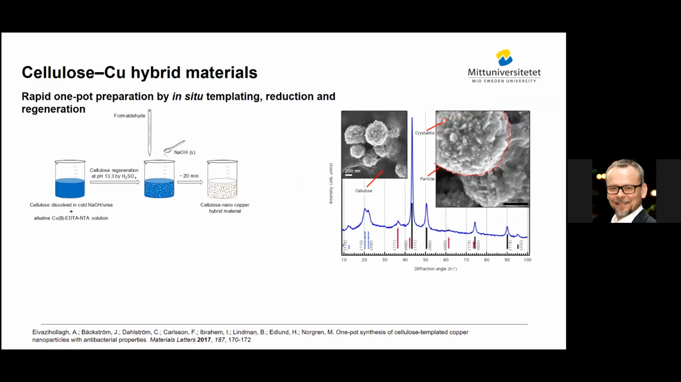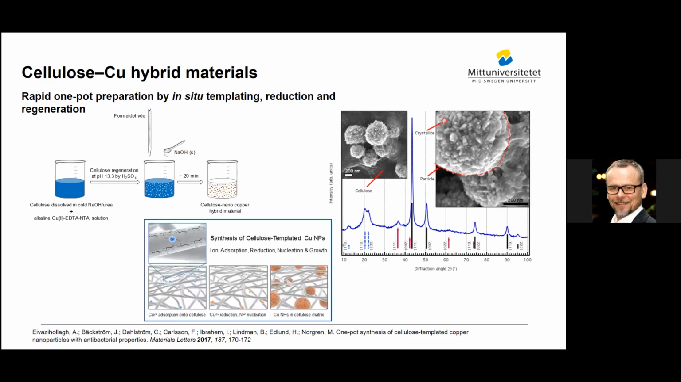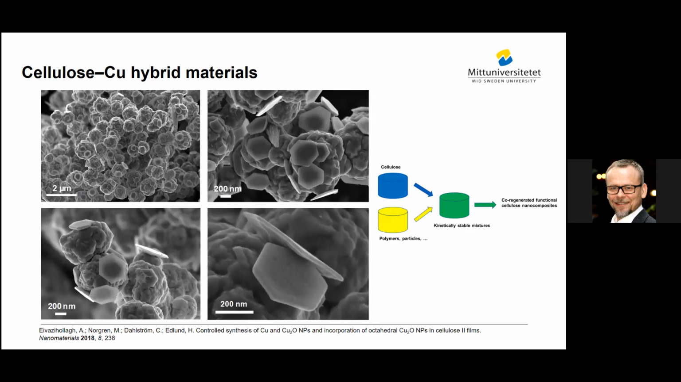Another way of utilizing this is to do hybrid materials, mixing this more or less in the same way together and regenerating. And then you can use the cellulose as template for the growth of these nanoparticles. And you can do a more traditional way of incorporating the nanoparticles and make films with these.